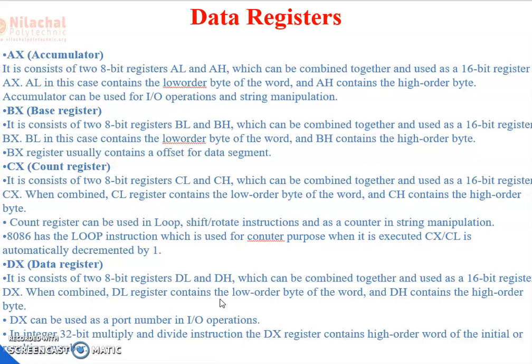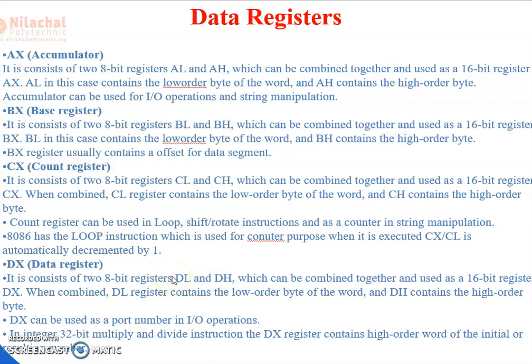So next one is CX, that is the count register. It consists of two 8-bit registers CL and CH, which can be combined together and used as a 16-bit register CX. When combined, CL register contains the low order byte of the word and CH contains the high order byte. Count register can be used in loop, shift or rotate instructions and as a counter in string manipulation. 8086 has the loop instruction, which is used for counter purpose. When it is executed, CX or CL is automatically decremented by 1.